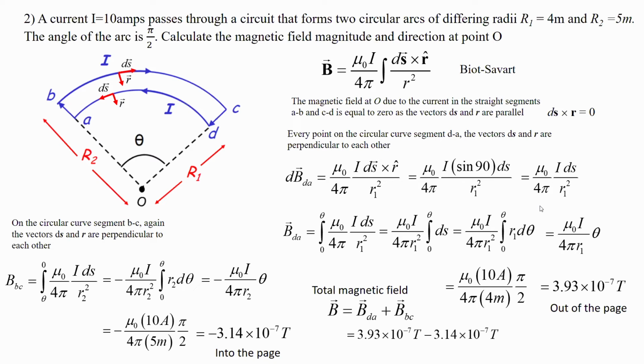All right, so we just sum the individual components, and that's what we have here. By doing so, of course, we get a smaller number, but it's not 0. 0.79 times 10 to the minus 7 Tesla, and out of the page positive initially.